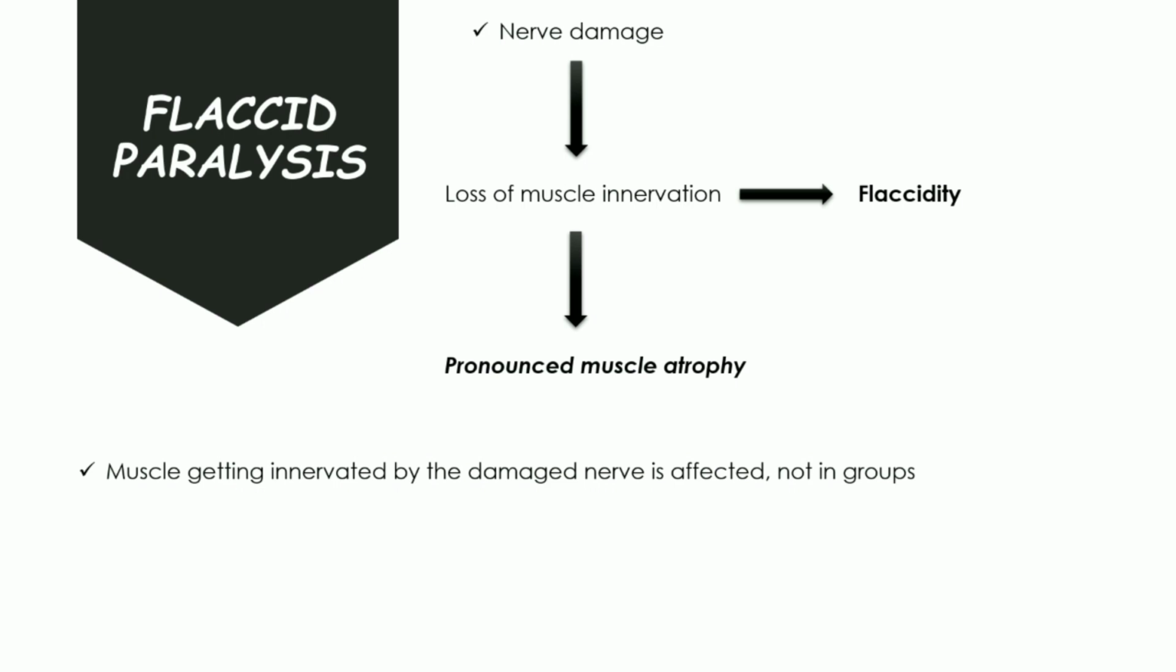Now, the muscle which is innervated by a particular nerve is affected. So here muscles are not affected in groups. Earlier, in UMN lesion, we saw that the complete limb is sometimes paralyzed, a group of muscles completely affected. Here only individual muscles are affected, because one nerve may innervate only one or two muscles. Even if it is a very large nerve, it will innervate very few muscles, not a complete group of muscles. So only the few muscles which are innervated by the damaged nerve are affected. That is a difference from an upper motor neuron lesion.